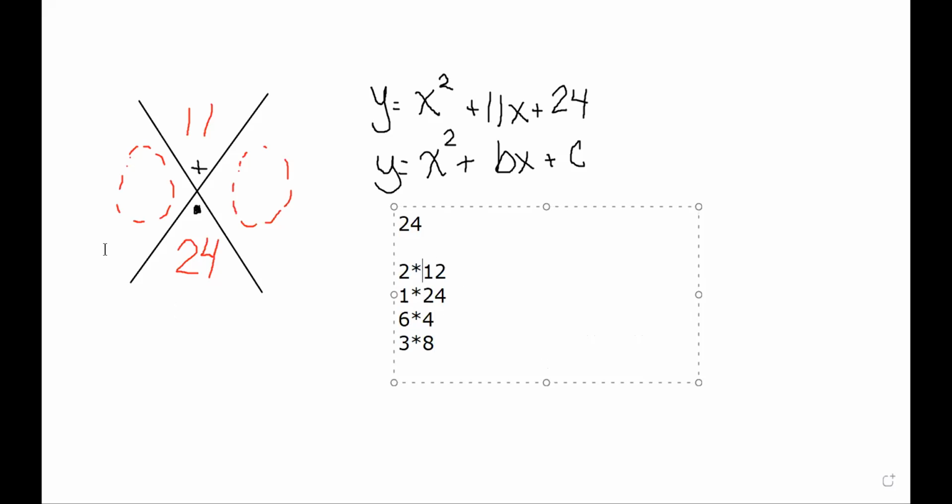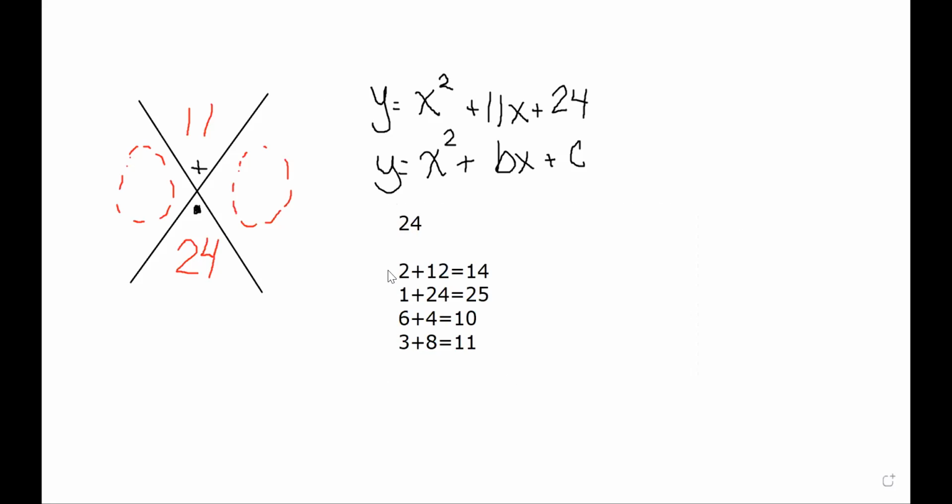Okay. So once you have that list, you can go through, change them to plus, and see which one adds to 11. So doesn't add to 11, doesn't add to 11, doesn't add to 11, adds to 11. And that means that 3 and 8 are the numbers that we are looking for. Okay. And then I told you that once you have your 3 and 8, your factored quadratic would look like this.